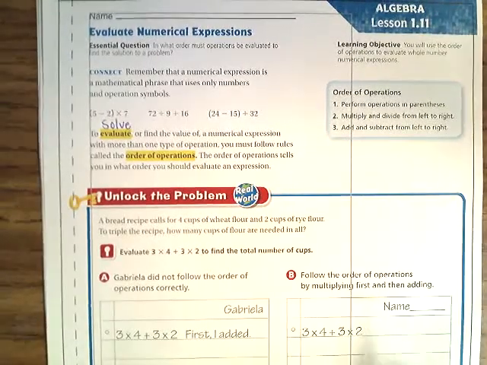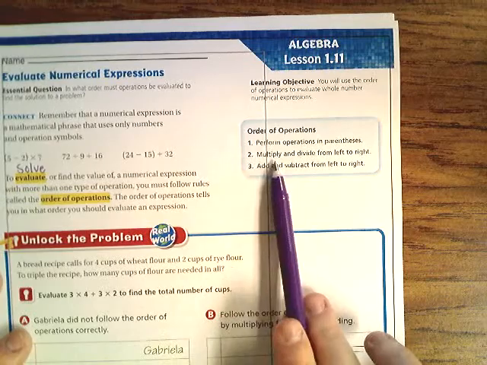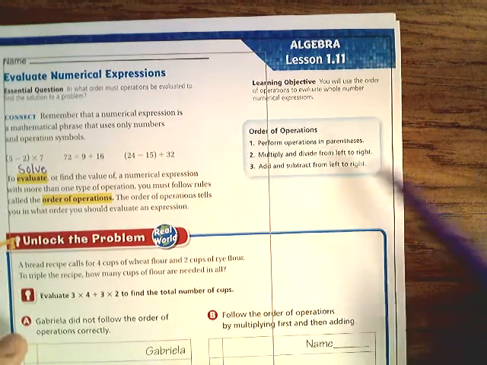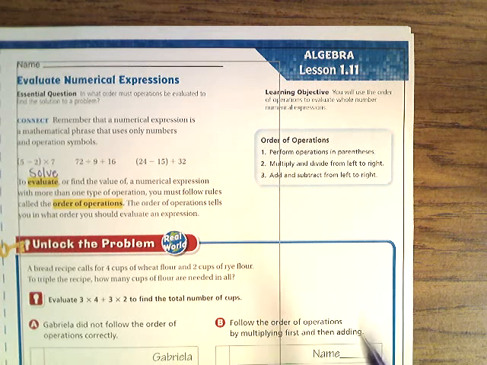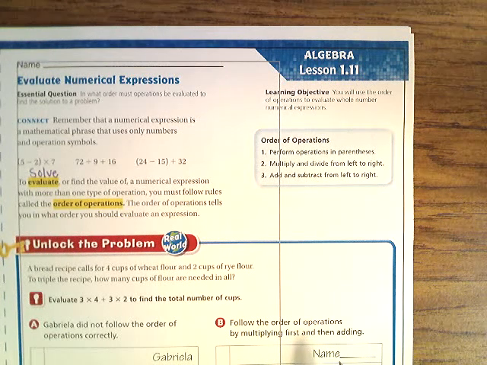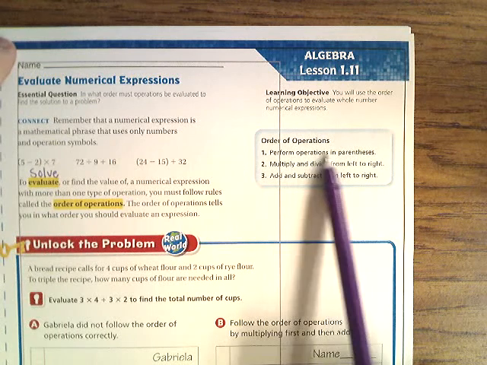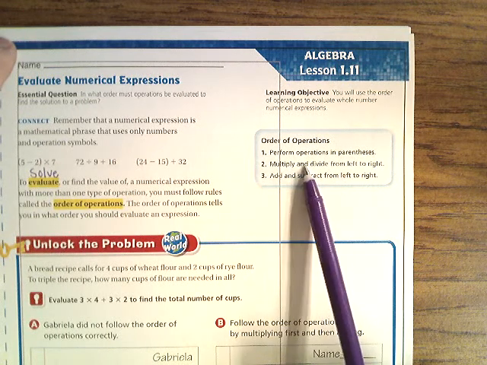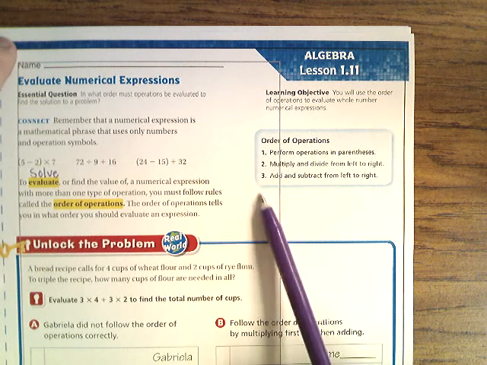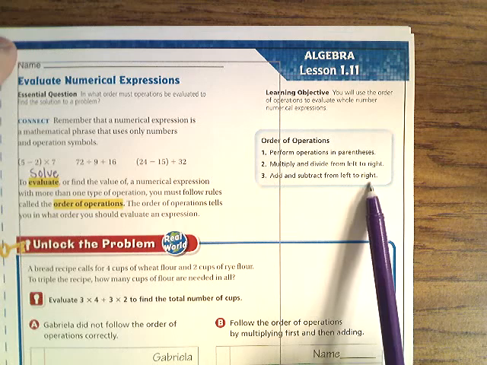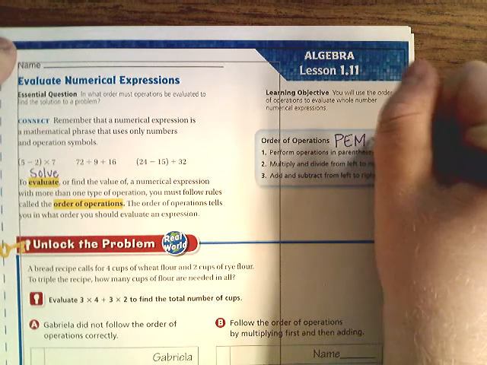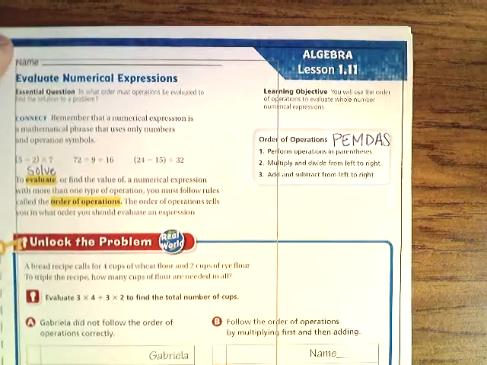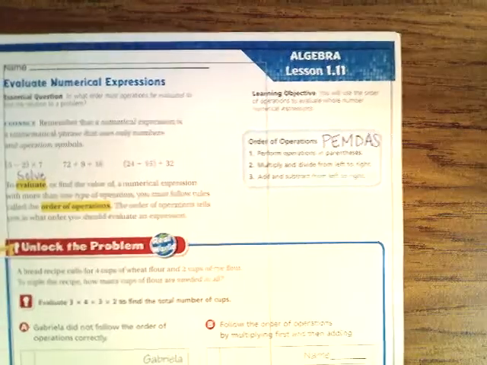So before we go down to this unlock the problem stuff, over here where it says order of operations, it gives us some steps, and I'm going to give you a really easy way to remember this, okay? So number one, it says to perform operations in parentheses. So you have to do it in this order. You cannot just willy-nilly jump around and do what you want first. One, perform operations in parentheses. Two, multiply and divide from left to right, like we read a book. Three, add and subtract from left to right, just like we read a book. Okay, so for the order of operations, I want you to write PEMDAS, P-E-M-D-A-S. That's our way to remember the order of operations, okay?